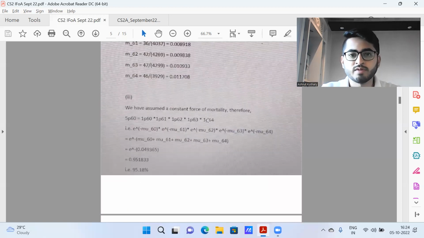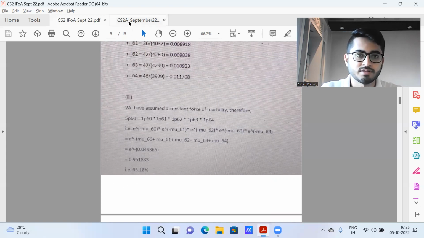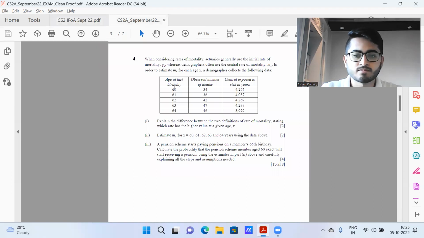So in part three, we are assuming that we have a constant force of mortality. And when we have a constant force of mortality, remember that mx simplifies to nothing but mu itself. So we can use the value of mx as an estimate of the constant force of mortality itself. We are getting 95.18% or 0.9518.